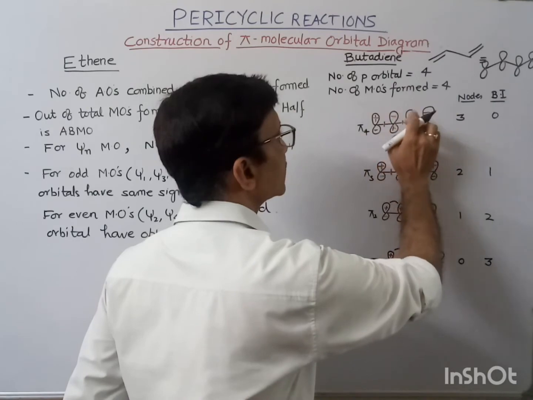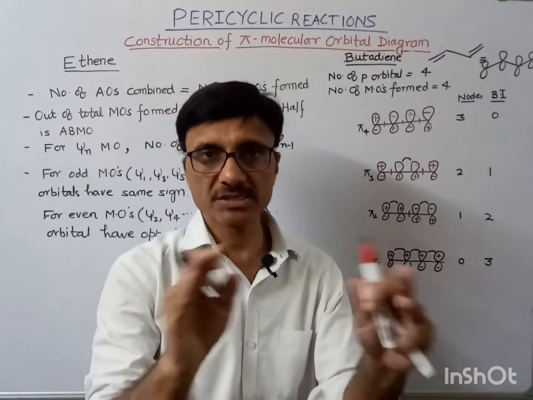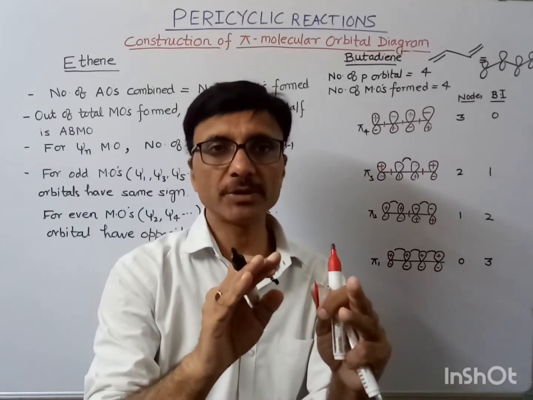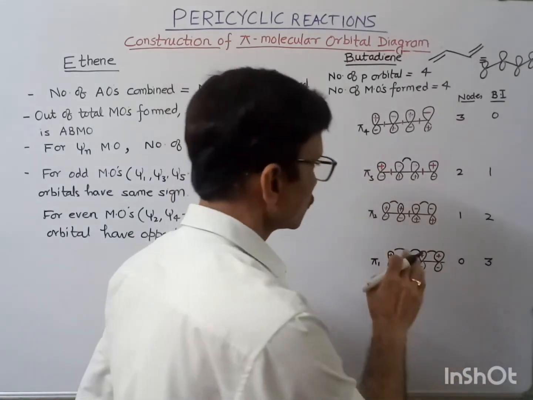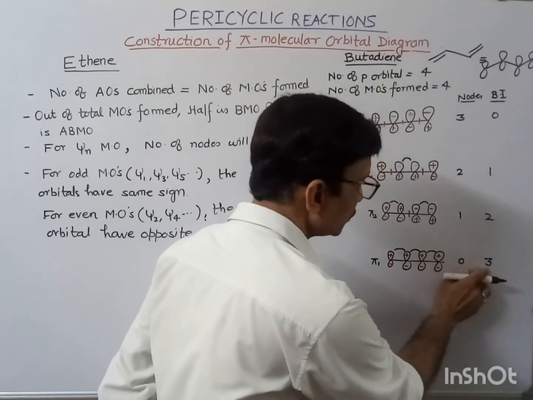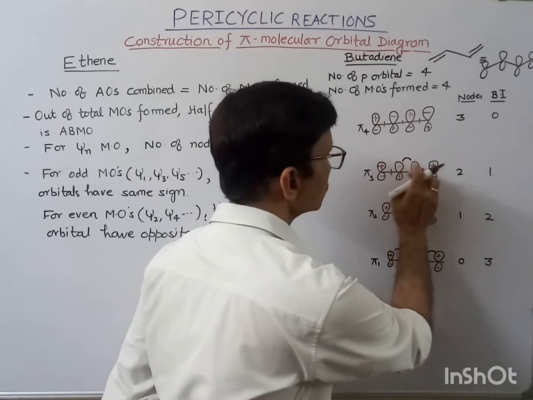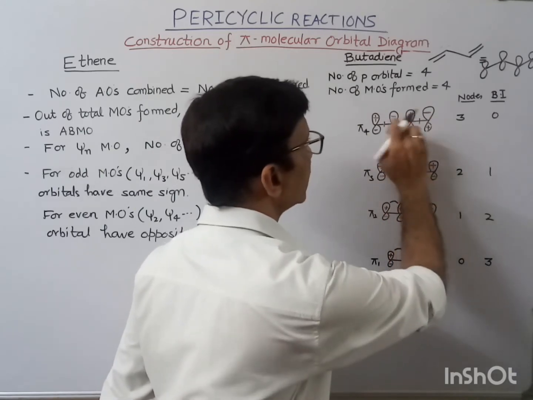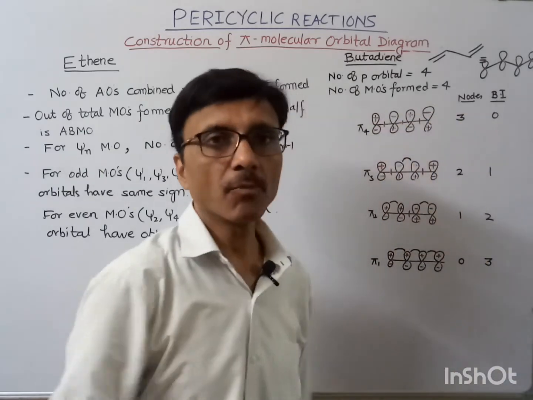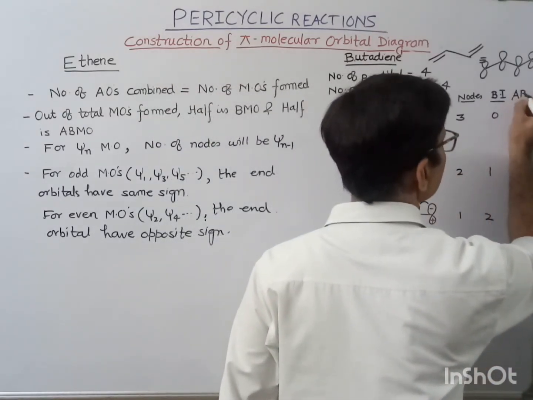This is plus, this is minus, this is plus, this is minus. Bonding interaction means same sign. The bonding interaction will take place between the same sign. So same sign here, same sign, same sign. So 3 here, 2 here, only one same sign is present in the neighbor, and here you will see no bonding interaction.